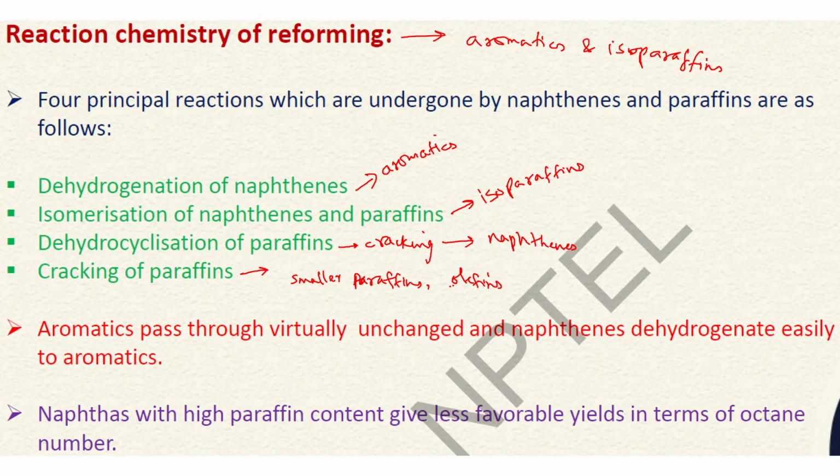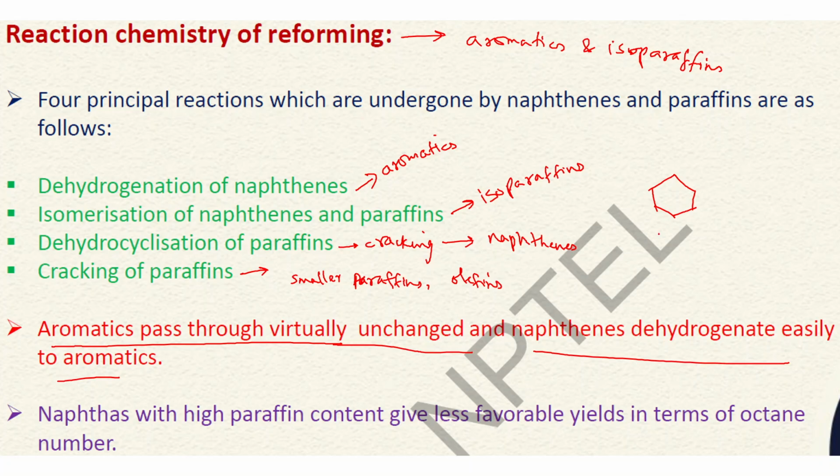So these aromatics pass virtually without any change. If aromatics are present in the naphtha, then they pass through the reforming procedure virtually without any change. Okay. And naphthenes, they dehydrogenate easily to form aromatics. Naphthenes basically are, suppose this is the naphthene structure without any double bond.